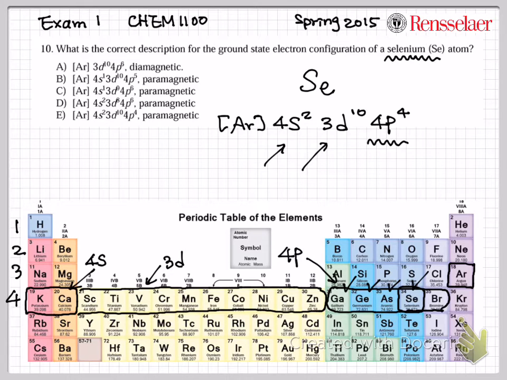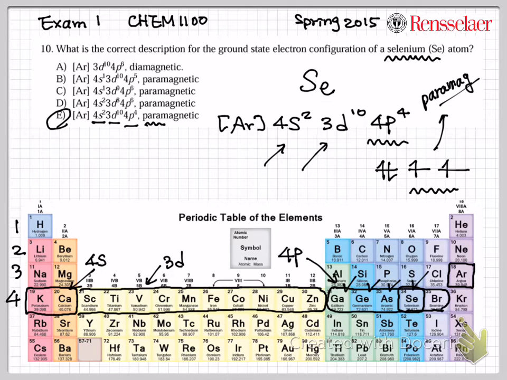The p orbital, you have 3 degenerate orbitals, and you are going to fill up 1 electron, 2, 3, and 4. So therefore you have 2 unpaired electrons that makes it paramagnetic. So you are looking for argon with a complete 3d with 10 electrons, 2 electrons in 4s, and then 4p4, and paramagnetic. So the answer for this is E.